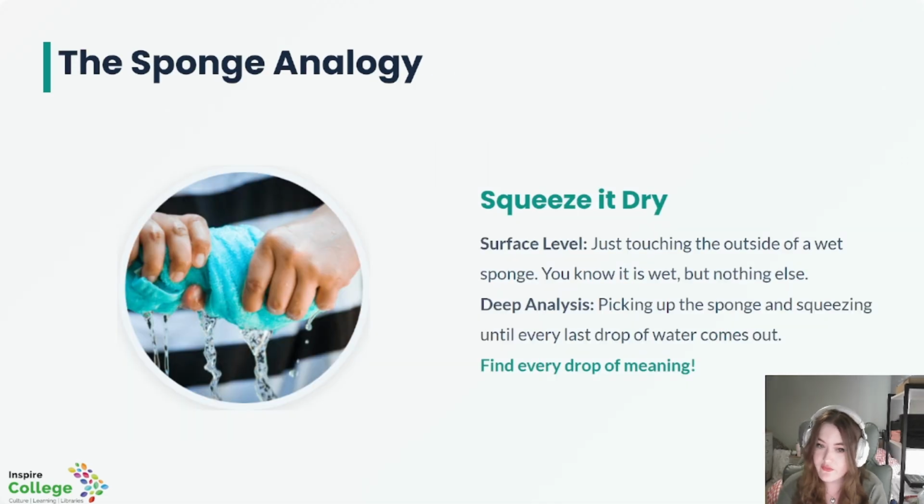Something I find myself writing all the time on mock papers is your analysis is too surface level. To understand what I mean by that, I want you to think of a sponge. A surface level analysis is like just touching the outside of a wet sponge. You know that it's wet, but that's all. Deep analysis is like picking that sponge up and squeezing it until every last drop of water comes out. That's exactly what you want to do with the words that you analyse. You want to squeeze every bit of meaning out of them.